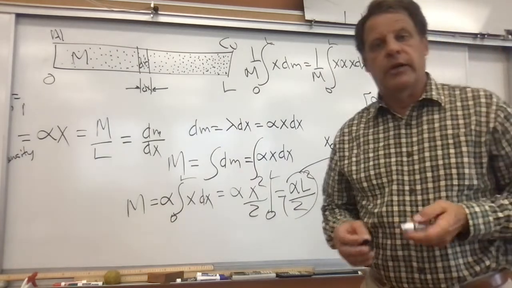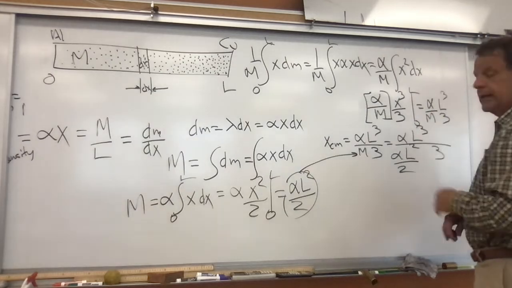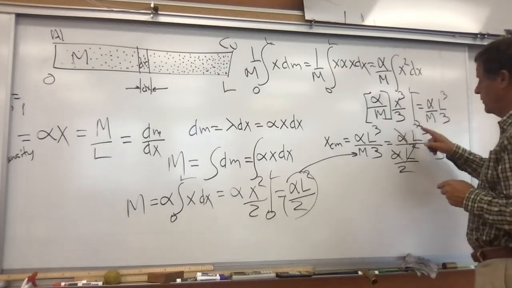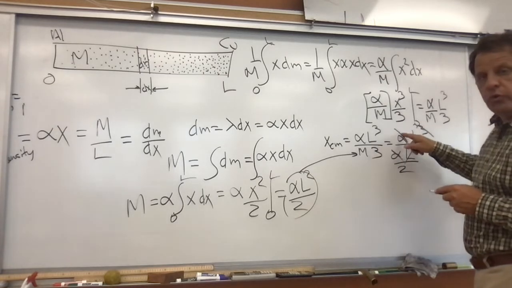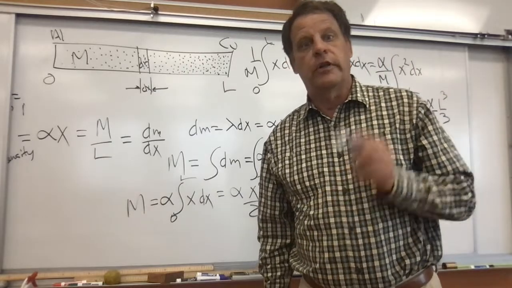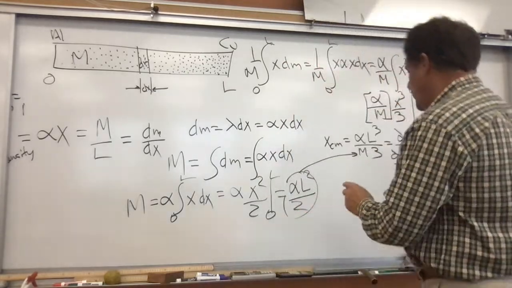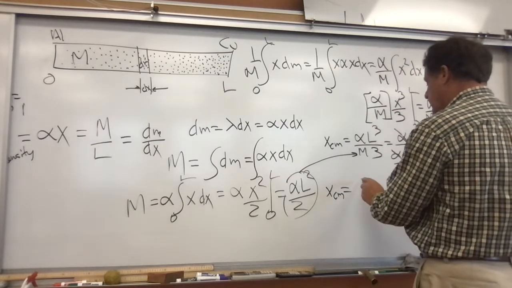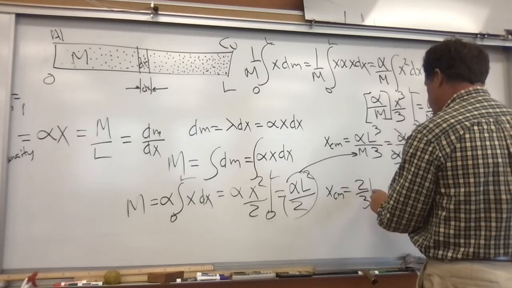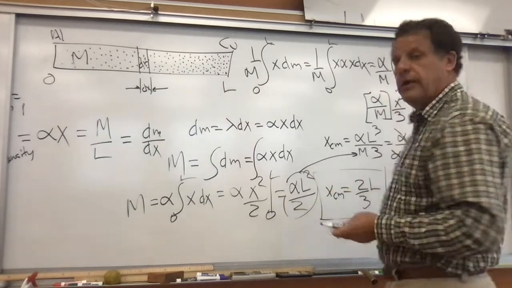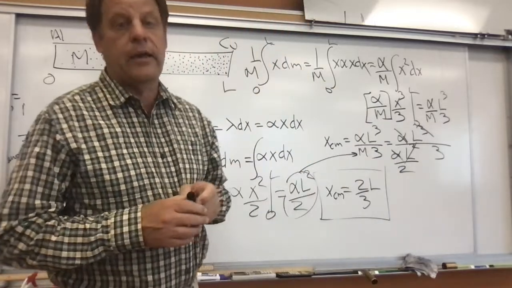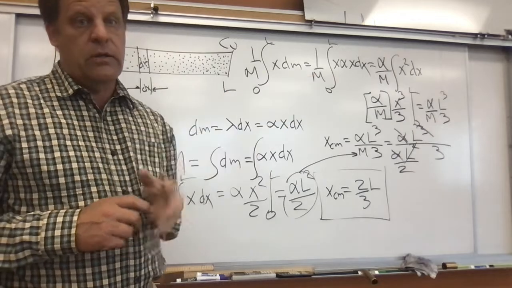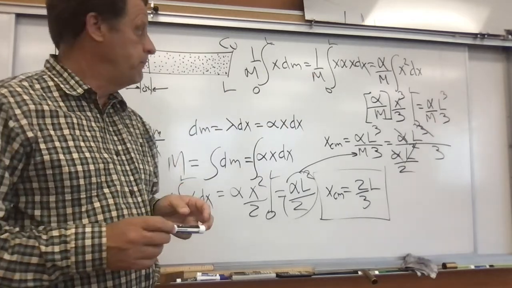And now we can see that we're going to get some things that cancel each other out. Our alphas cancel out. L squared is going to cancel out with 2 of the L's up there. This 2 in the denominator of the denominator becomes the numerator. And so our final answer, x center of mass, is going to equal 2/3 L. And that is our final center of mass if our density is changing in a regular manner across the length of that tube.